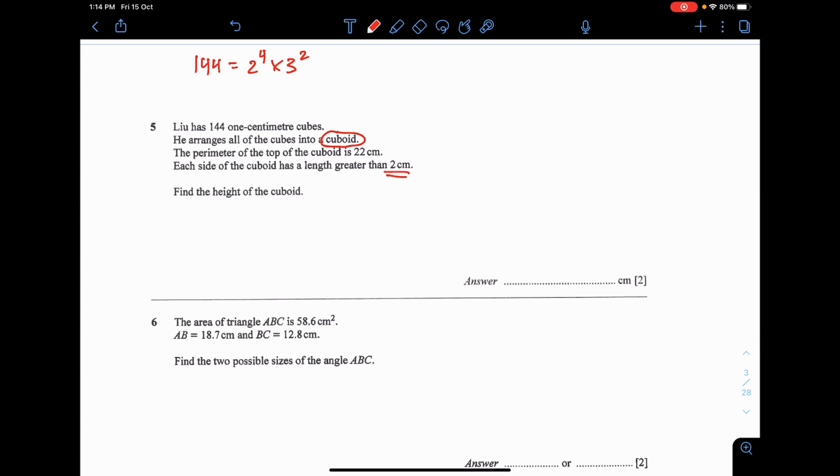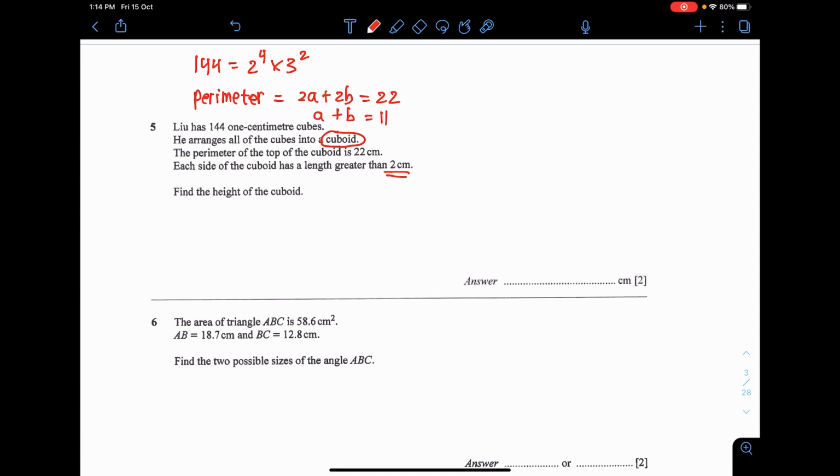Now let's go to the perimeter. It is 22 cm. Now, for the perimeter of a cuboid's top, it is made by a rectangle or a square. Therefore, I'll say that this is a rectangle. 2a plus 2b equals 22, where a and b are the length and width of the rectangle. So then I just think of it that a plus b must be 11.